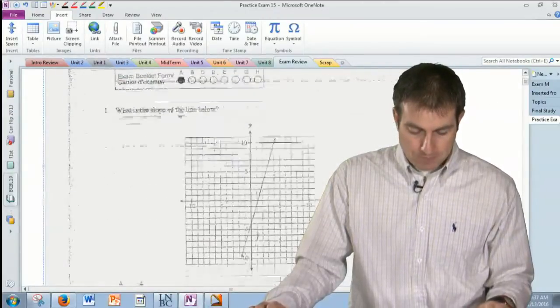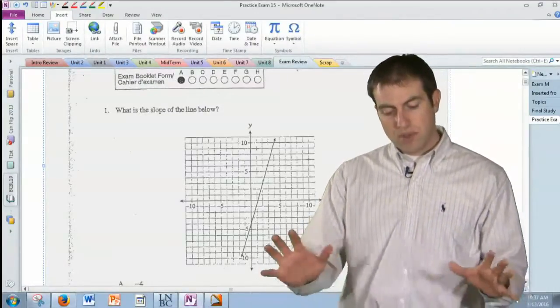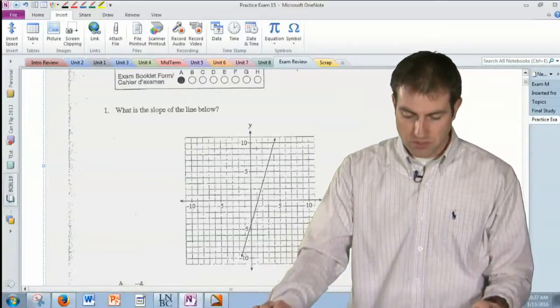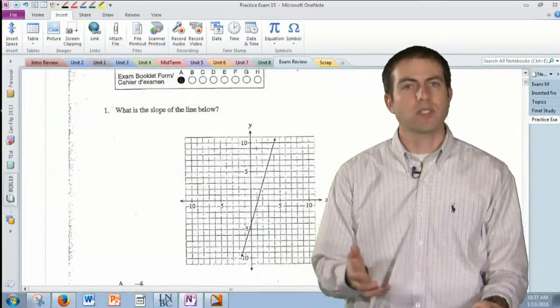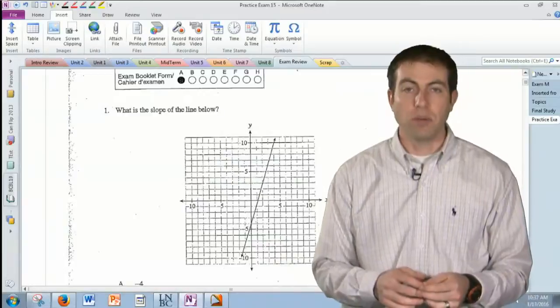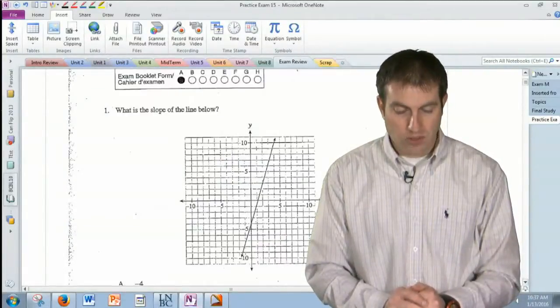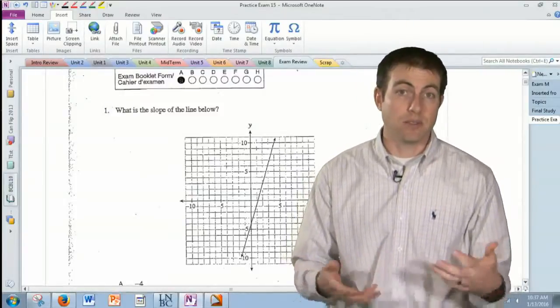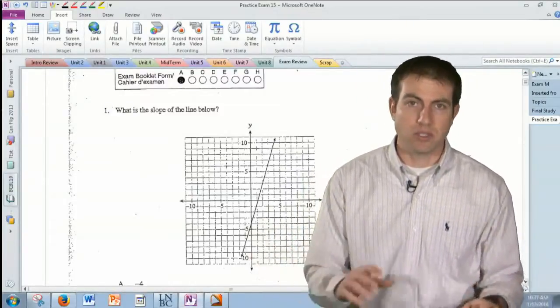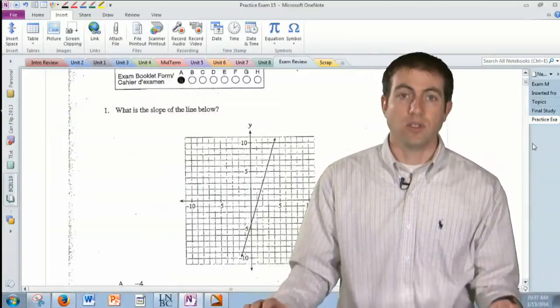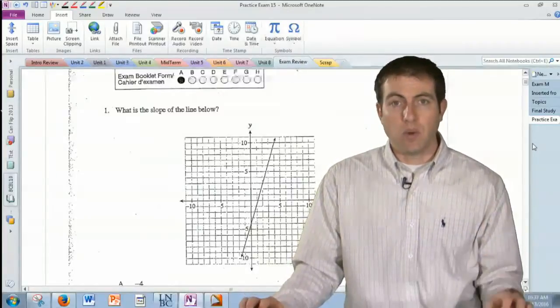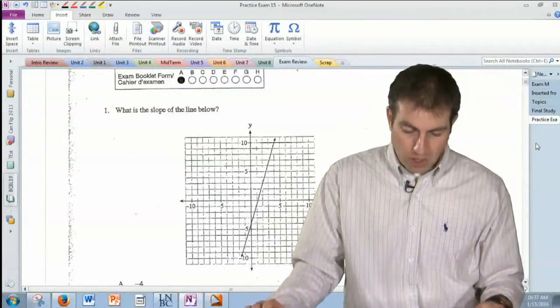I know it didn't copy perfectly because it's been photocopied a few times, but a question like this is just asking how to find the slope. That's a pretty straightforward question. There are questions on the exam that are going to be like this, just finding the slope: rise over run, pick 2 points, rise over run, or you can use the slope formula if you like. Either way, number one, easy mark.